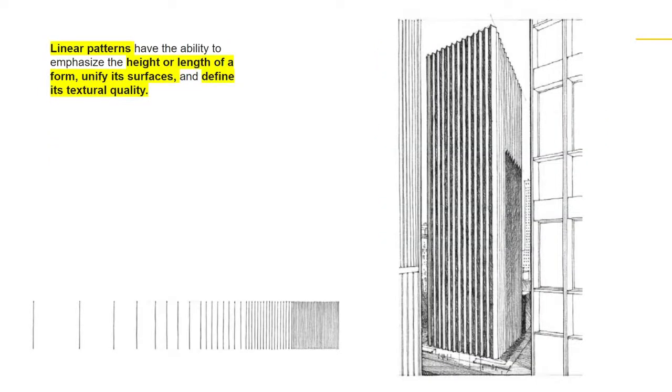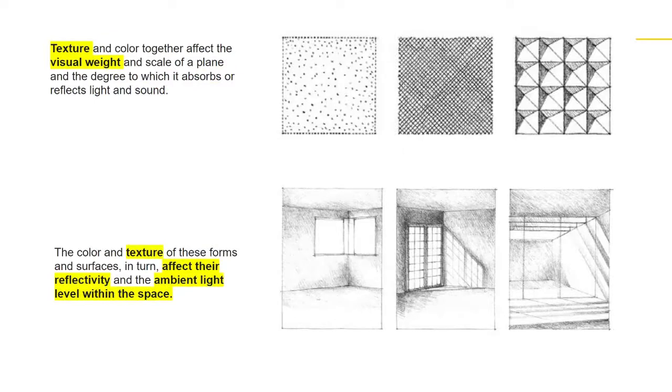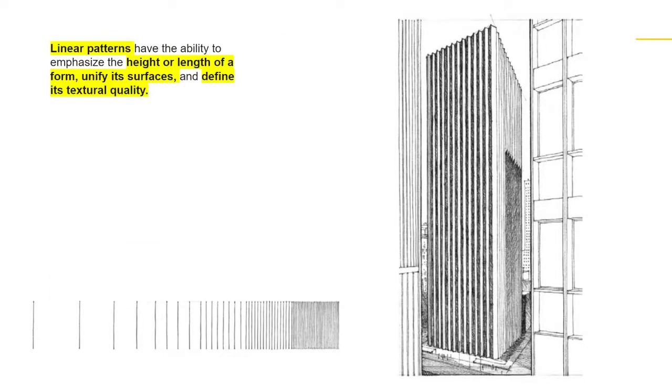Linear patterns have the ability to emphasize the height or length of the form, unify its surfaces, and define its textural quality. So here you can see, let's say for a building, the visual texture of a metal can actually be perceived in a tactile way as cold, and sometimes cold and very rigid. That's already an association of past experiences.